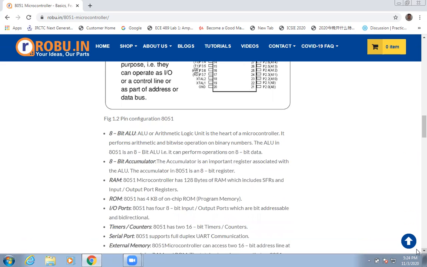8-bit ALU, arithmetic logic unit. The ALU is the heart of the microcontroller. It performs arithmetic and bitwise operations on binary numbers. The ALU in the 8051 is an 8-bit ALU, that is, it can perform operations on 8-bit data. 8-bit accumulator. The accumulator is an important register associated with the ALU. The accumulator in the 8051 is also an 8-bit register.